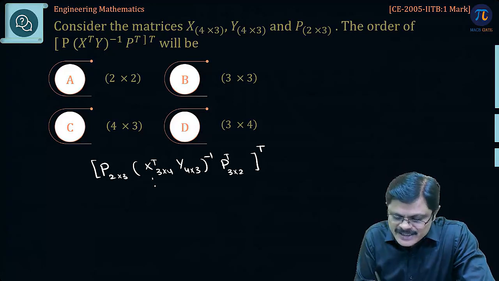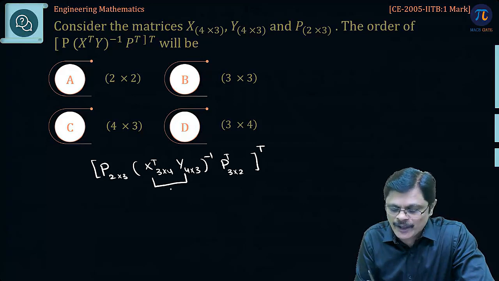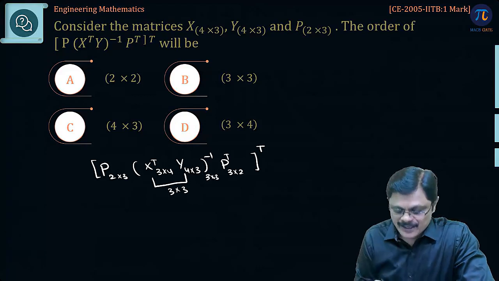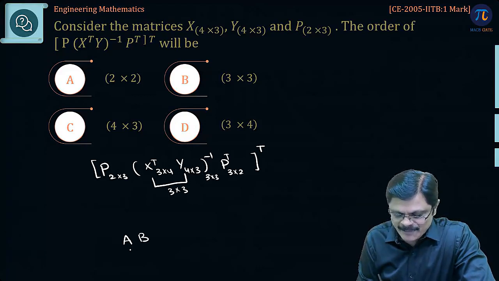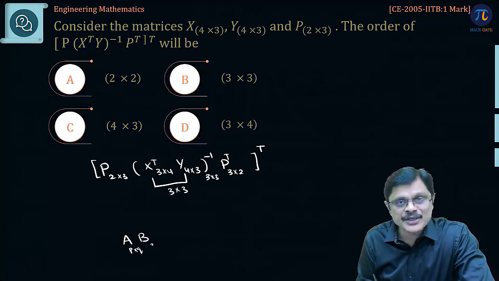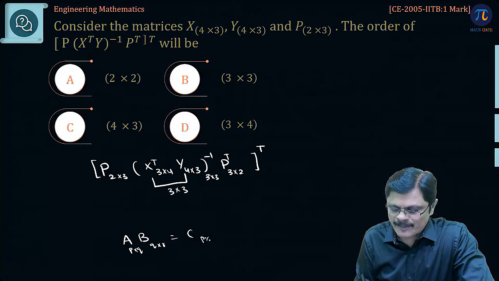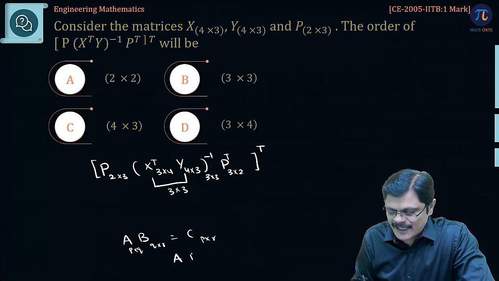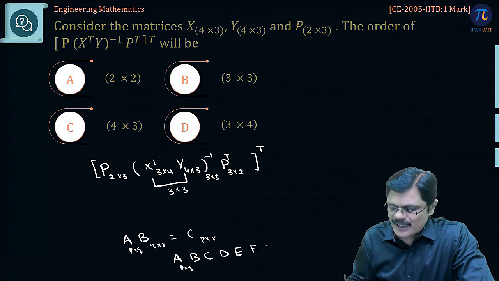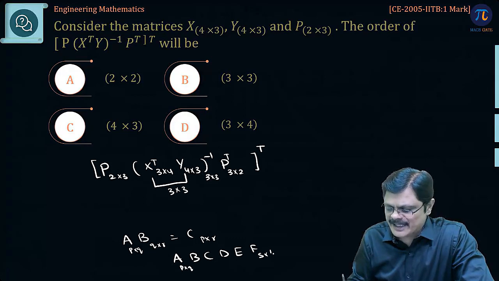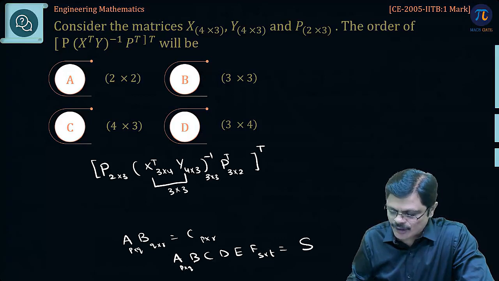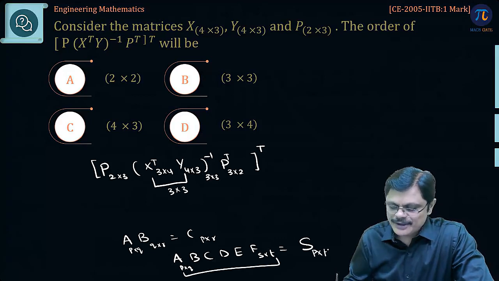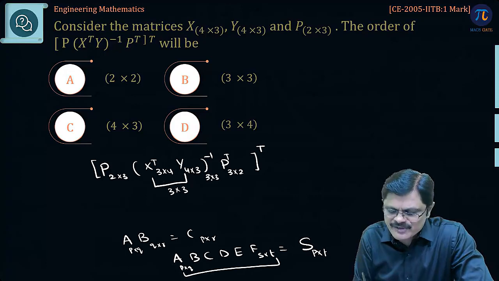Now, if you consider these two matrices, when you multiply, you are going to get the order 3 by 3. So the inverse of the matrix also will be of order 3 by 3. Remember, whenever you multiply two matrices A, B, suppose A is P by Q order and B is Q by R order, the product will be of order P by R. It's not necessary only for two matrices. Suppose you have matrices A, B, C, D, E, F, and the first matrix is of order P by Q and the last matrix is of order, say, S by T. Then the final solution matrix order will be P by T. So here also we can use the same logic. So this will be 3 by 3.